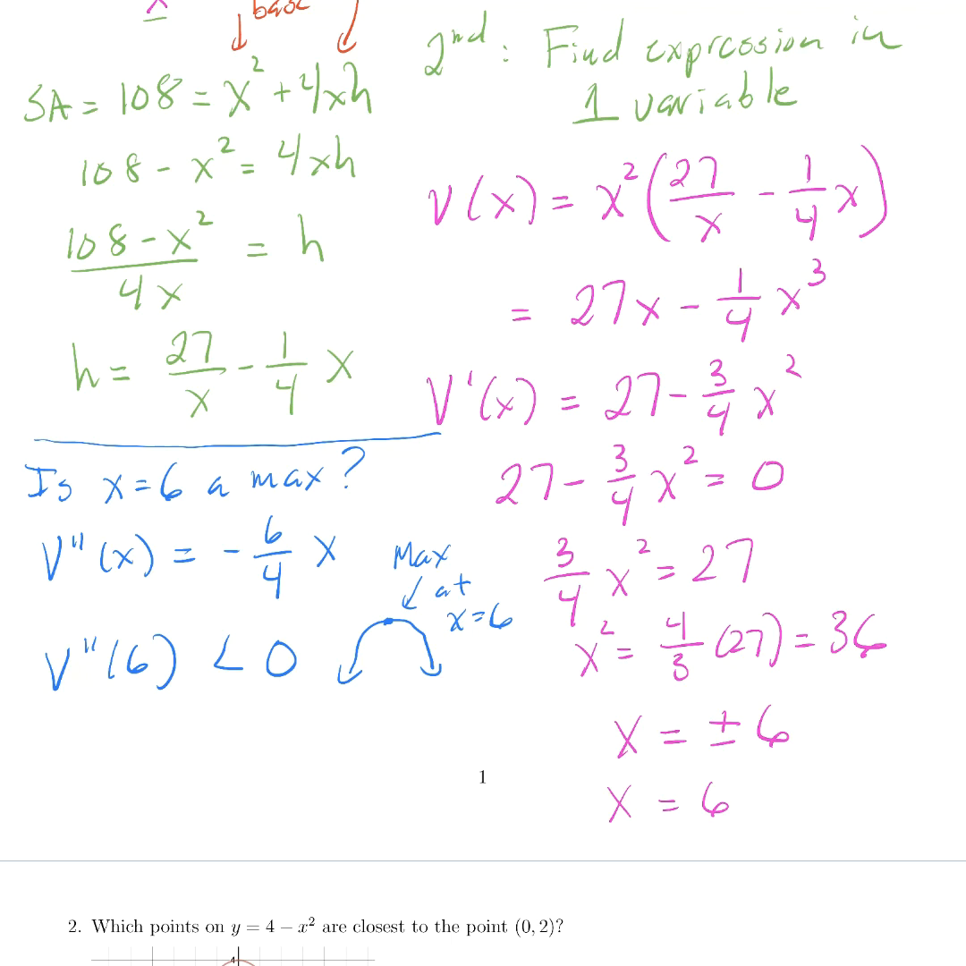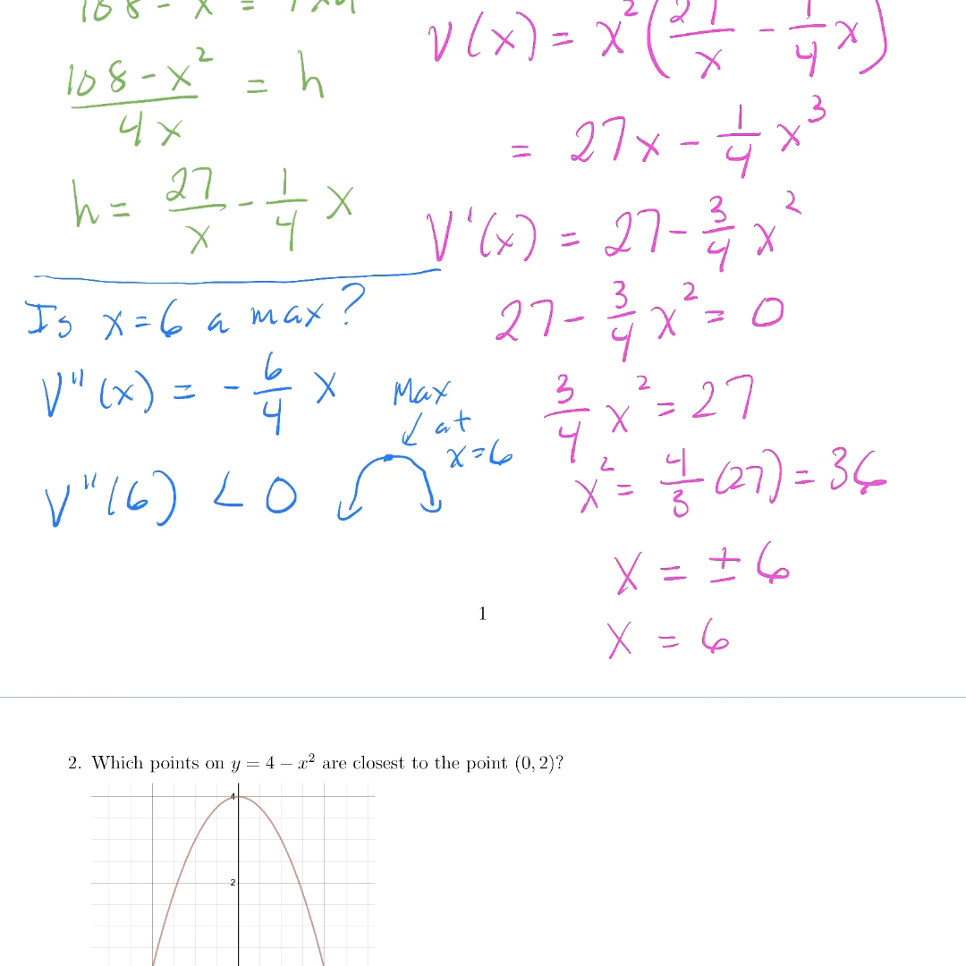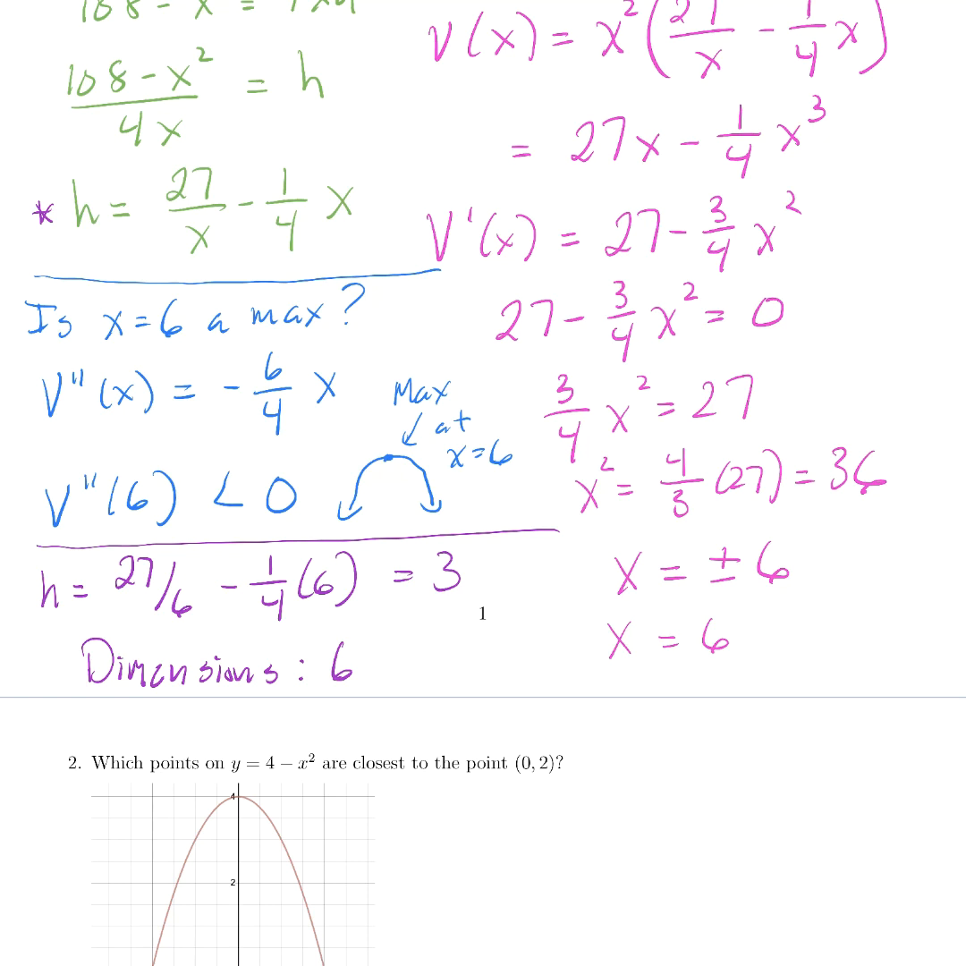And so now the only thing that's left to do is answer the question. The question says, what dimensions will produce a box with maximum value? Well, that means we need to get our hands on h. So h, if we come right up here to our last expression for it, would be 27 divided by 6 minus 1/4 of 6, so 27, 3 9/2 minus 3/2, 6/2, or 3. And so our dimensions of our box are 6 by 6 by 3.